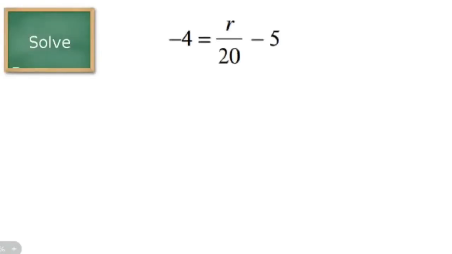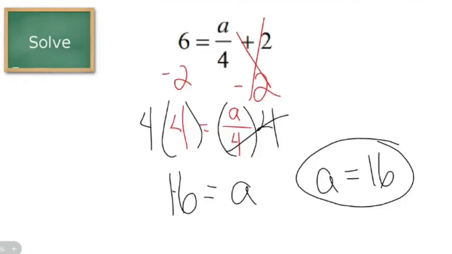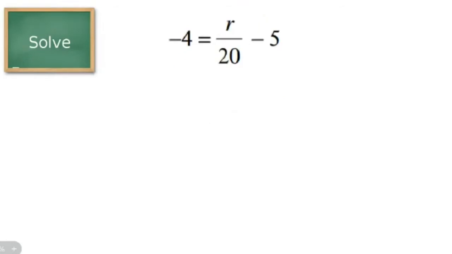Problem 2. It's pretty much the same exact problem as the last one. I'm really not creative there. Very similar. I have -5 in the way, and I divided by 20 in the way. So what I have to do is get R all by itself. R is not all by itself. Divided by 20 is in the way, and -5 is in the way. What I have to do first is get rid of the -5.